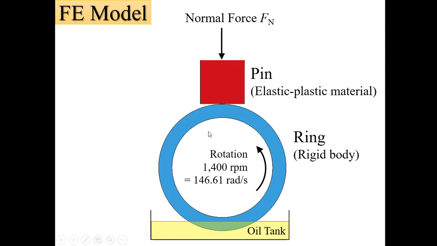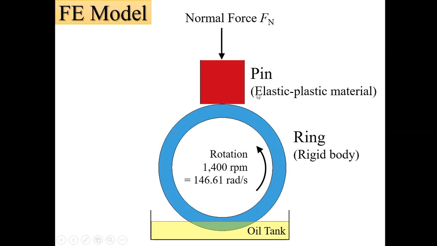And here is how it looks in the FE model. We have the normal force applied to the pin, and the pin here we assume is an elastic-plastic material, and the ring is a rigid body in this case, where we want to see how much the pin is deformed. The rotation speed for the numerical analysis, we will convert from RPM to rad per second, which we can do using a converter online. And here is the oil tank.